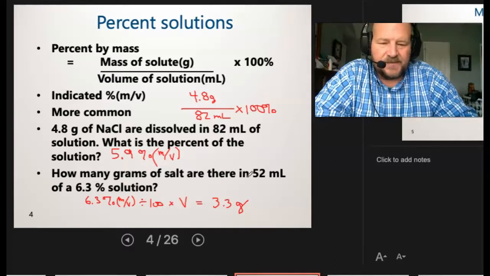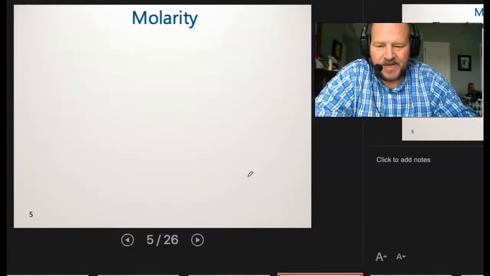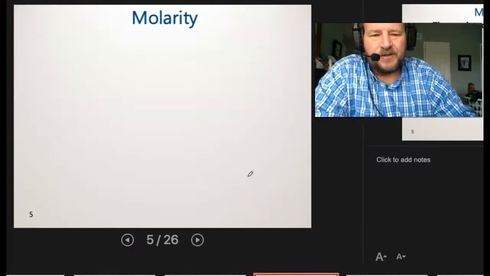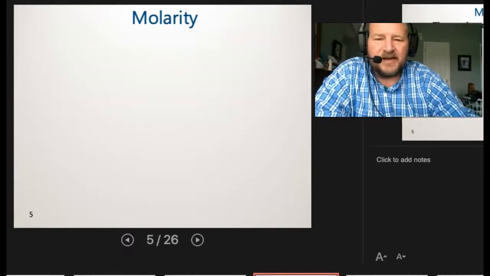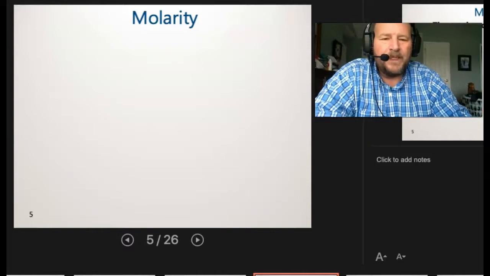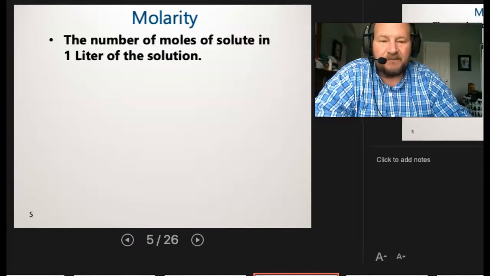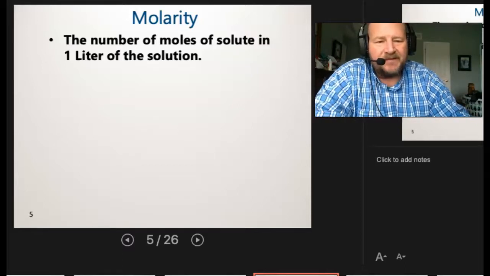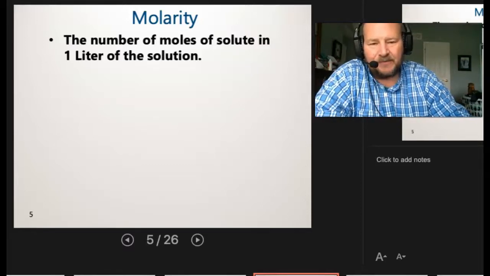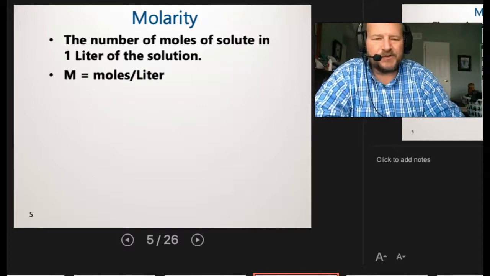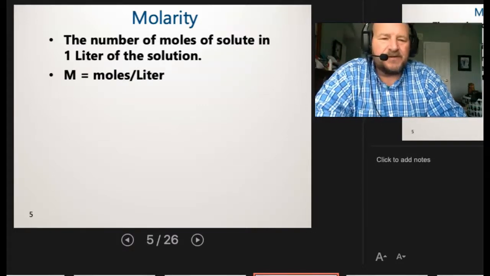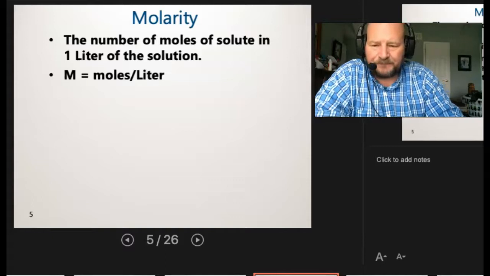Now, switching gears back to chemistry, in chemistry we keep track of concentration with a term called molarity. And of course, molarity has that infamous word in it, mole. Molarity is the number of moles of solute in 1 liter of solution. So rather than having a mass, we've got a count, the moles. We represent molarity with a capital M, and so capital M is equal to moles over liter. Right, so it's always moles per liter.